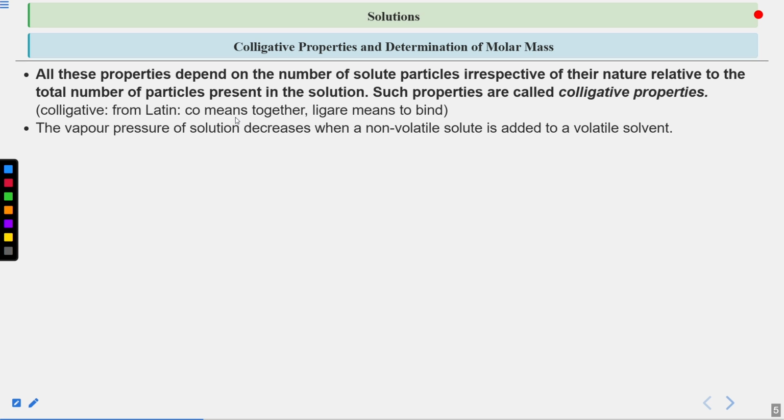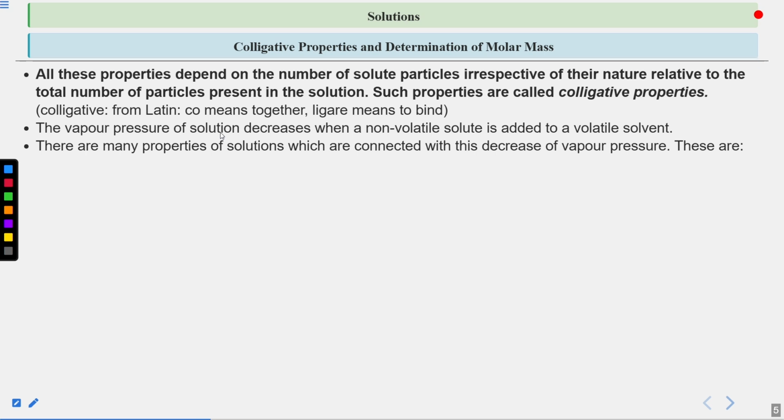What happens when we add a solute which is non-volatile in nature to a solvent? The resultant solution will have a lower vapor pressure as compared to the parent solvent. As a result of this lowering of vapor pressure, there is a change in various properties of the given solvent, and these properties are studied under colligative properties.